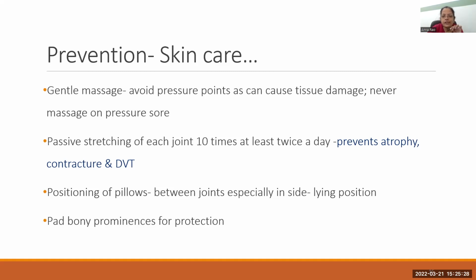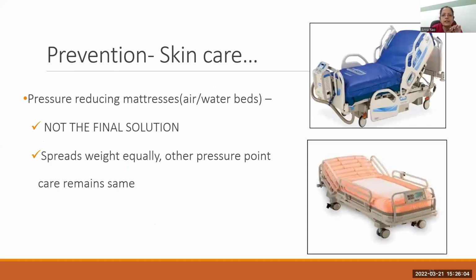Positioning of pillows, of course, is very much essential between the joints, especially in sideline position, right? When you have put the patient on the left side, for example, keep a small pillow between the knees and between the ankle joints so that there won't be any rubbing of the skin. If a pillow is not available, then soft cloth can also be used at these points instead of a pillow. So padding of bony prominences for protection is very much essential.